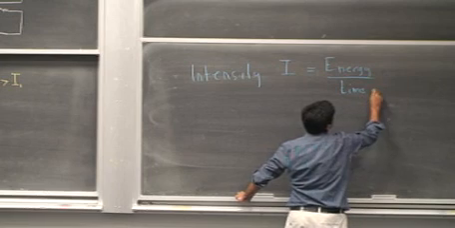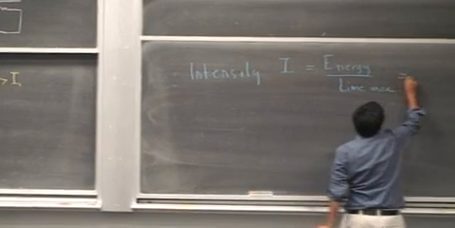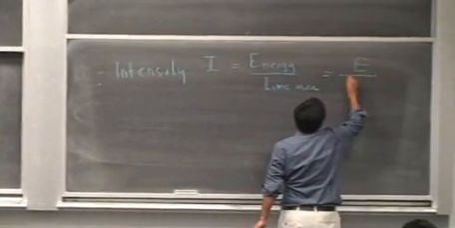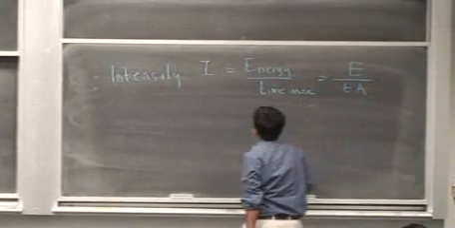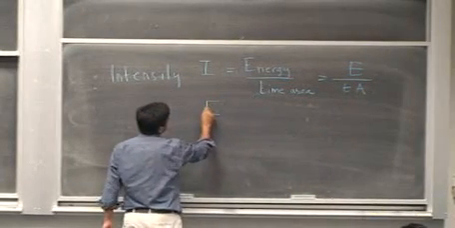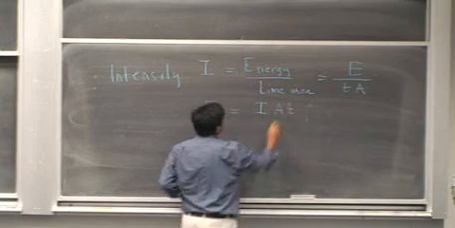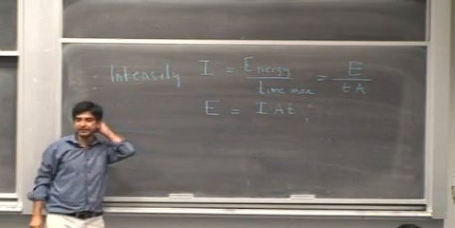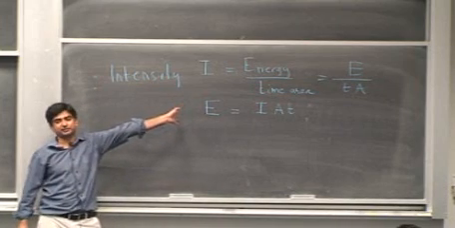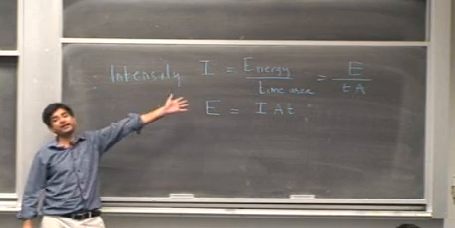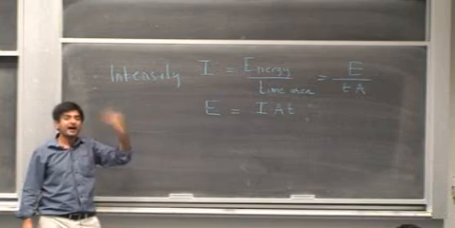Of course, area as well. E over T A. So the energy that is brought in is equal to I A T. Higher the intensity, higher the energy. So this is a classical result. This is what Maxwell had in his mind. Higher the intensity, higher the energy.